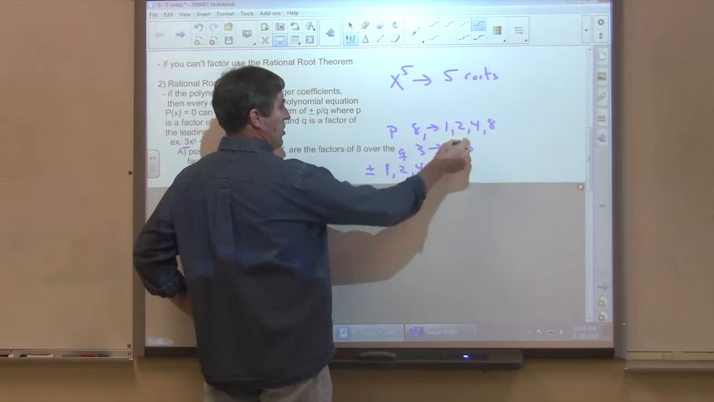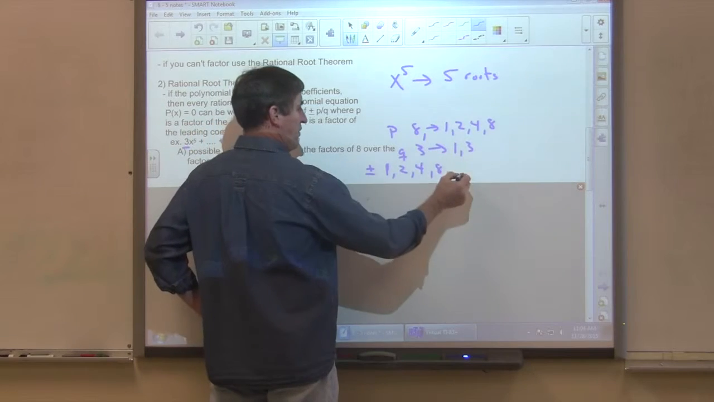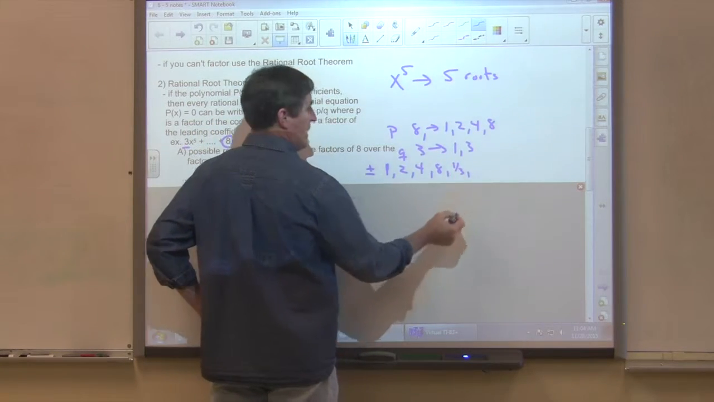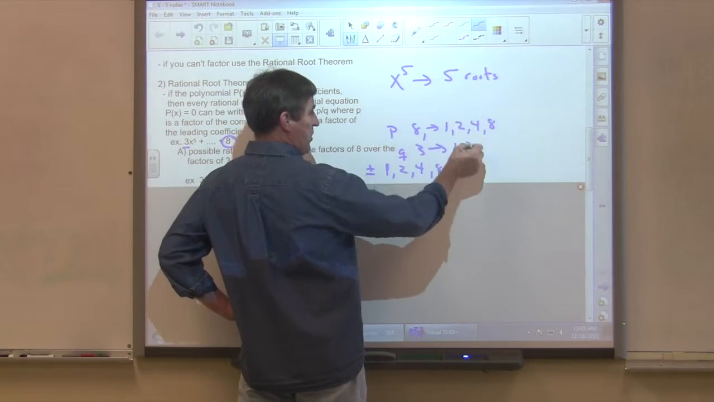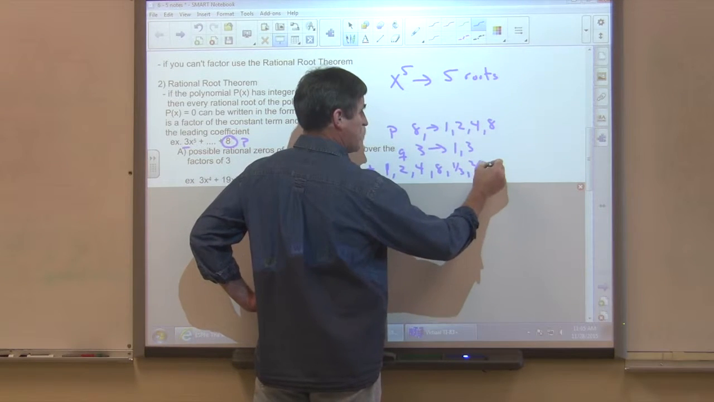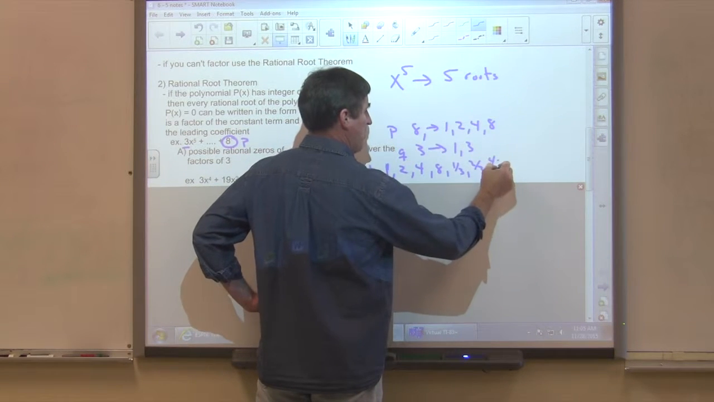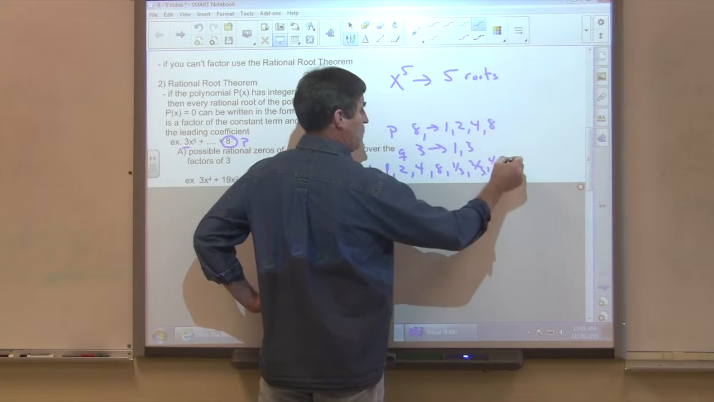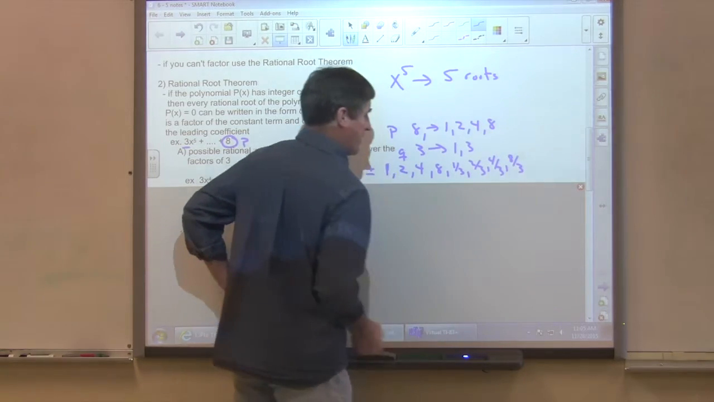And then we're going to put them all over 3. So 1 over 3 would be 1/3. And then 2 over 3 would be 2/3. 4 over 3 would be 4/3. And 8 over 3 would be 8/3.